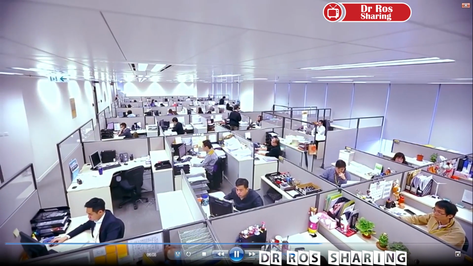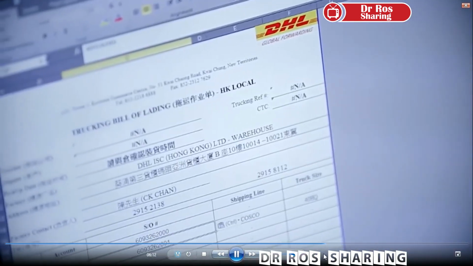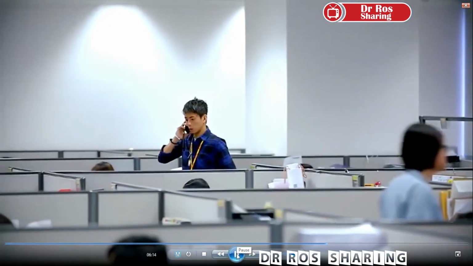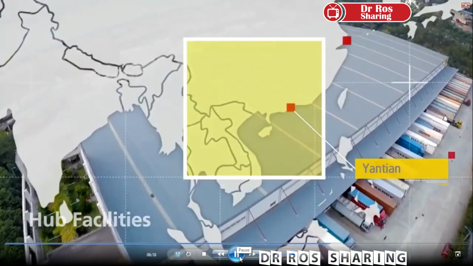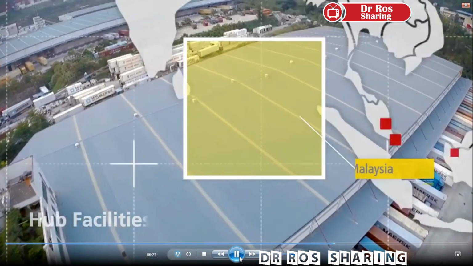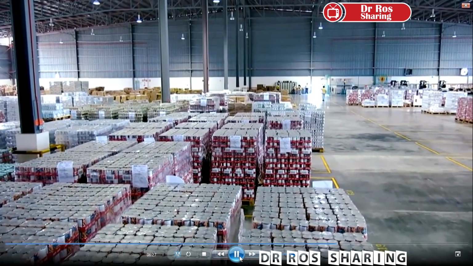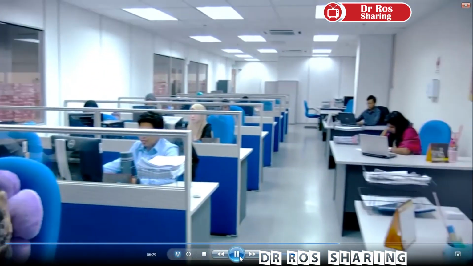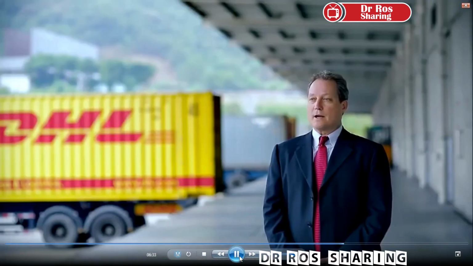At DHL, we provide our customers with a single contact window, providing global expertise. We have hub facilities in key geographies such as Shanghai, Yantian, Hong Kong, and Singapore, Malaysia, which serve as distribution points for our customers regionally, interregionally, or globally. At DHL, we are committed to a high global standard under one worldwide banner.